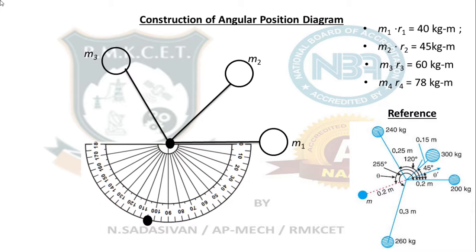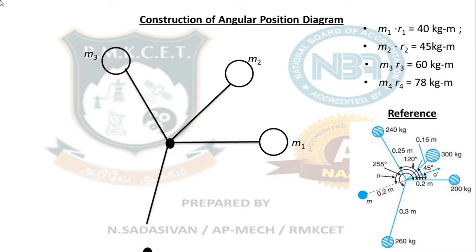So 180 minus 75 means 105. So mark your line at 105 degrees. So this is 255 degrees cumulatively from the horizontal line. Okay. So that is your mass m4.